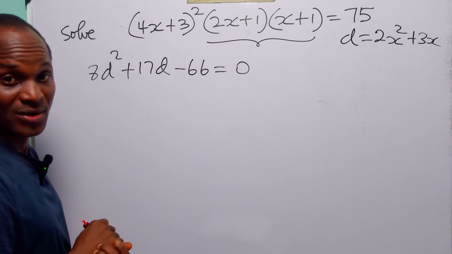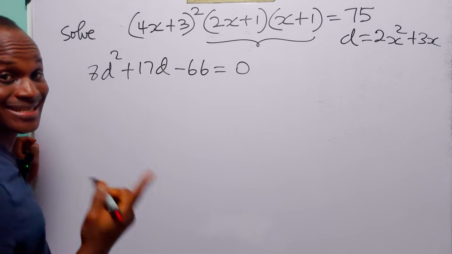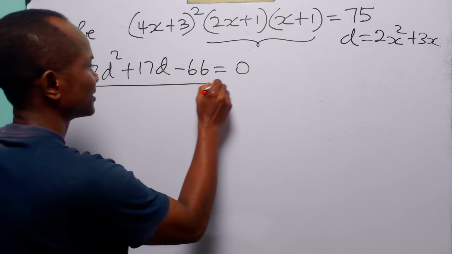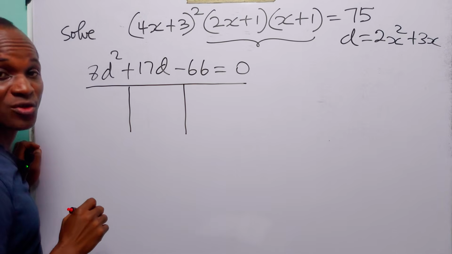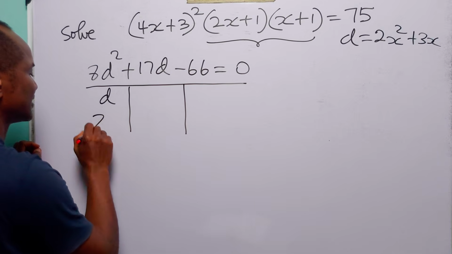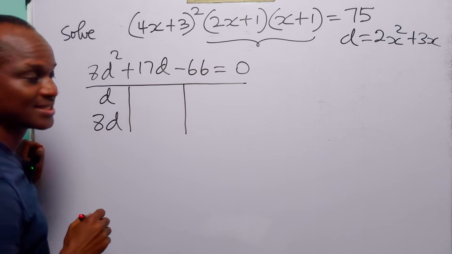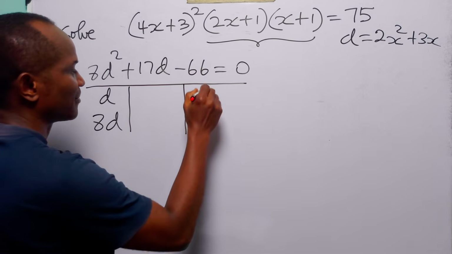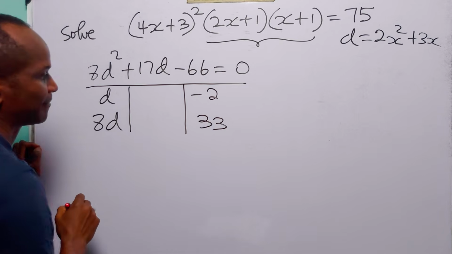We can solve this quadratic equation by factorization. Since the coefficient of d squared is not 1, let us use the table method. What are the factors of 8d squared? We have d and 8d. What are the factors of minus 66? We have minus 2 and 33.